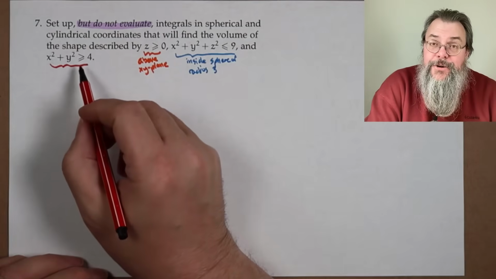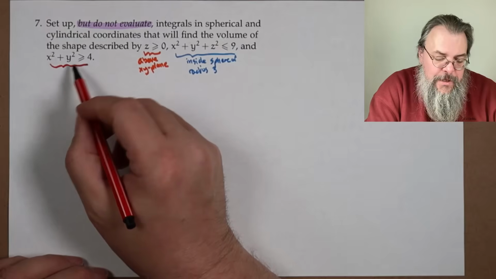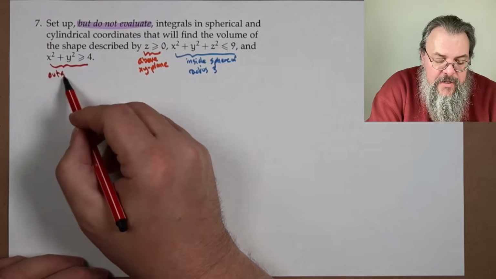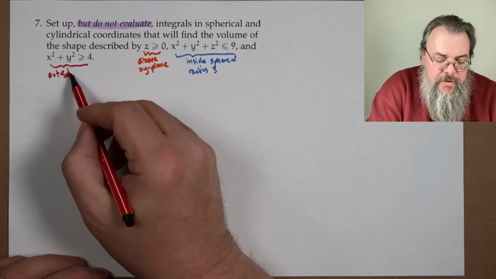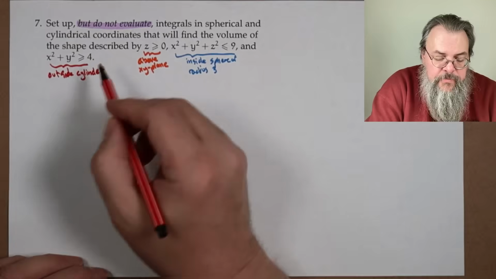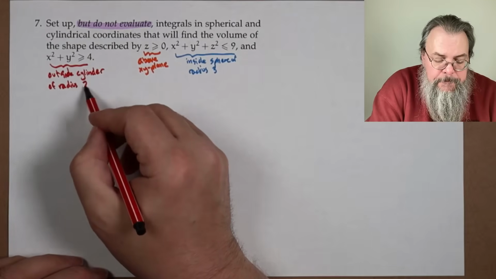Now, are we in or out? Well, we are out because we're big. We want to be far. So this is outside. Whoops, outside. I can spell that. Outside a cylinder of radius 2. Okay, so now we have all of our pieces together.